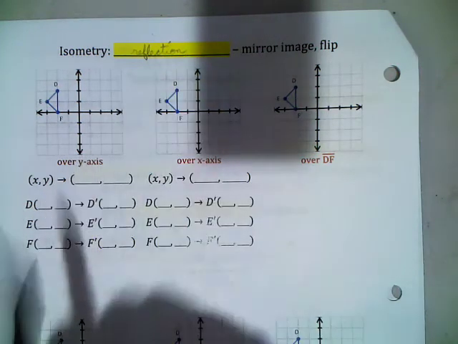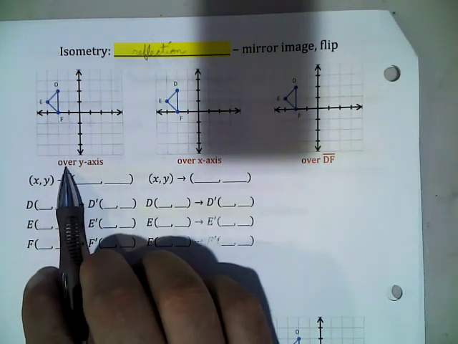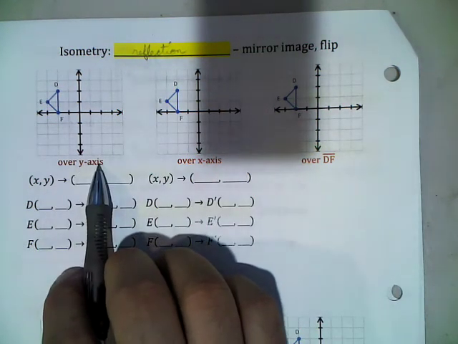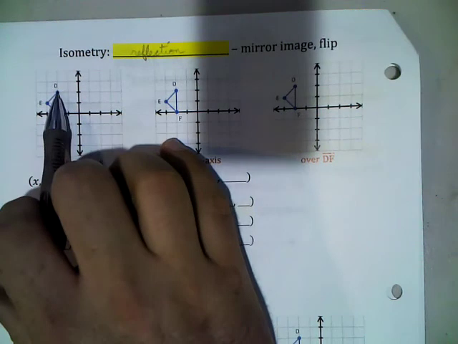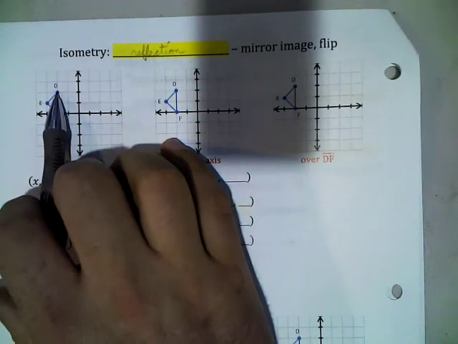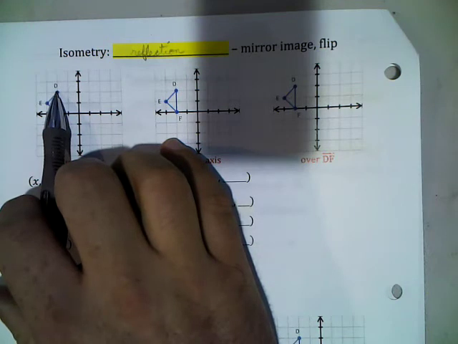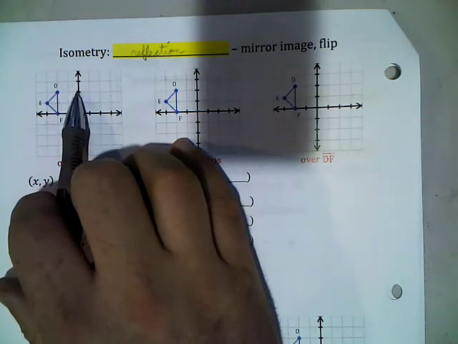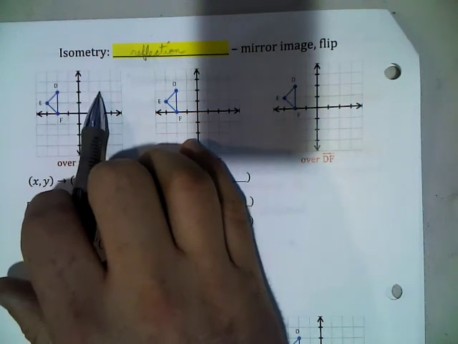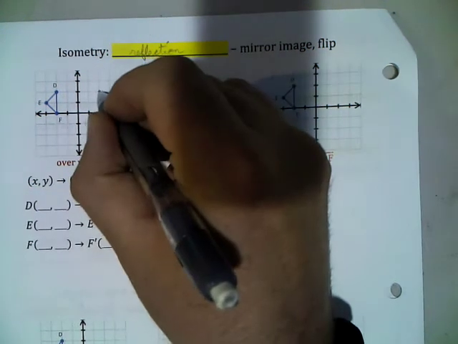So our first example here, we're looking at reflecting over the y-axis. We're going to reflect over the y-axis. So that means that the y-axis is my mirror. So if we start with point D, move towards the mirror, move towards the line of reflection. So I can go 1, 2 spaces towards it. So its reflection should be 1, 2 spaces on the other side.